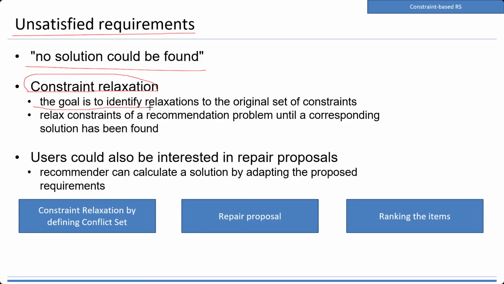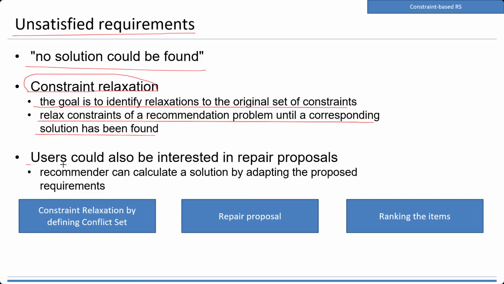The goal is to identify relaxation to the original set of constraints. So we have the constraint, and then we need to change or revise the constraint. Relax constraint of a recommendation problem until a corresponding solution has been found. So it means at least one product can be found, at least one product can be listed to the customer.